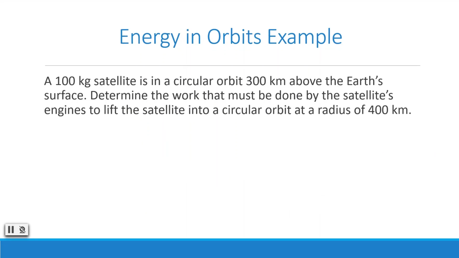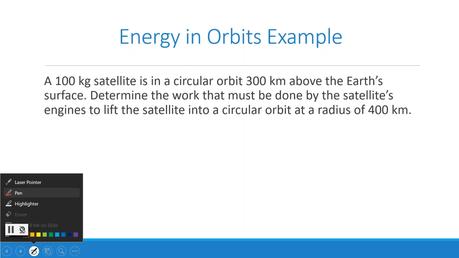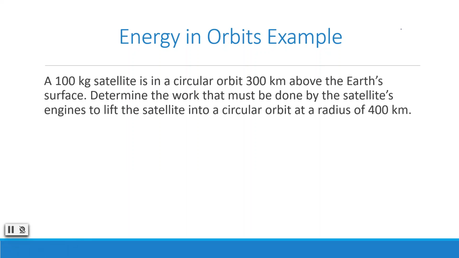All right, so in this example, we're going to look at lifting a satellite from one circular orbit to another circular orbit further out. So if you think about what's going on in this situation, you have an orbit that is at a particular radius, and you have the satellite here moving with some sort of speed. So it's going to have potential and kinetic energy at that circular orbit.